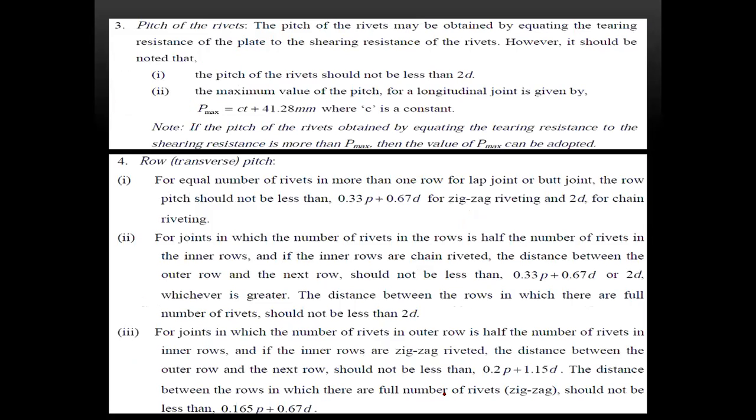Next, the pitch of the rivets. What is the meaning of a pitch? The distance between the two rivets. The pitch of the rivets should not be less than 2D. The maximum pitch P max is equal to C T plus 41.28 mm, where C is a constant. Next, fourth one is the row or transverse pitch of the rivets. For an equal number of rivets in more than one row for a lap joint or a butt joint, the pitch should not be less than 0.33 P plus 0.67 D. Right?